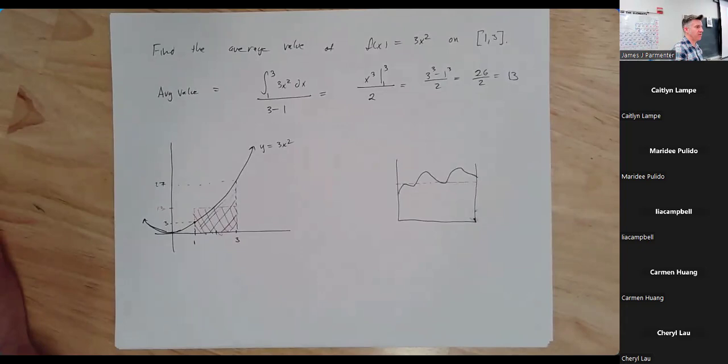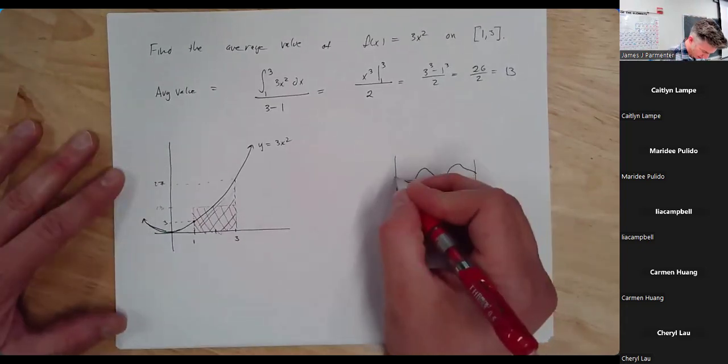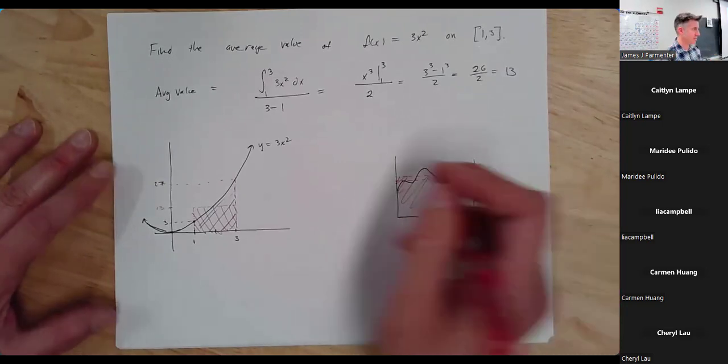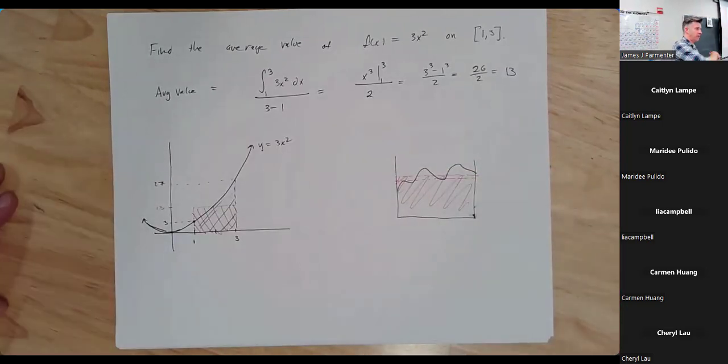That's probably too low for the average value of that. But hopefully that kind of clarifies the idea, right? This area would be the same as the area under my mountainous looking curve there.